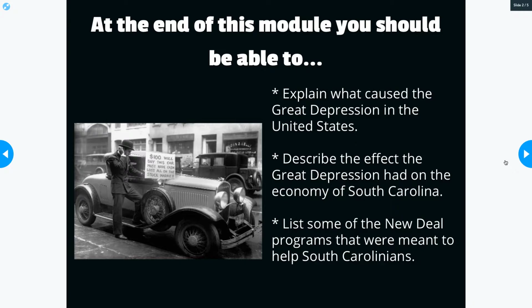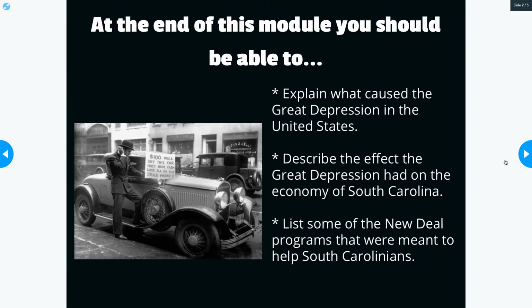And number three, list some of the New Deal programs that were meant to help South Carolinians. There's over 30 New Deal programs. Your read touches on 7 or 8 of them, and all of those specifically are meant to help South Carolinians.